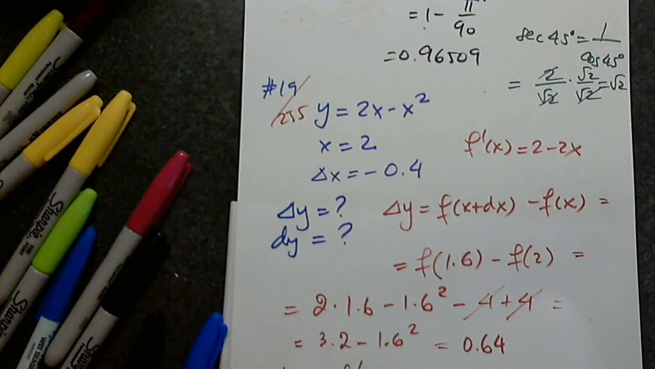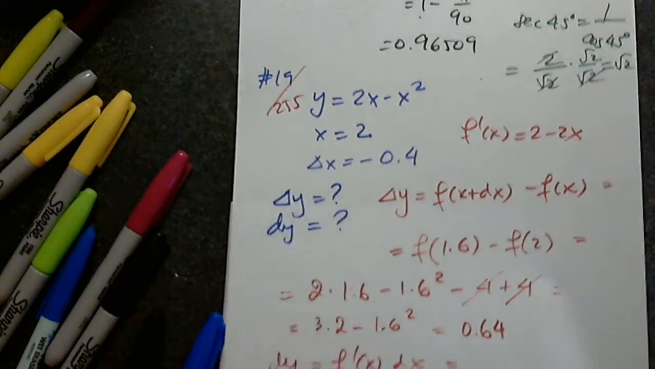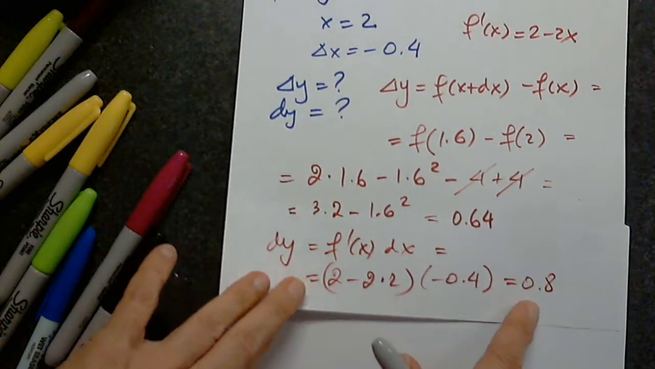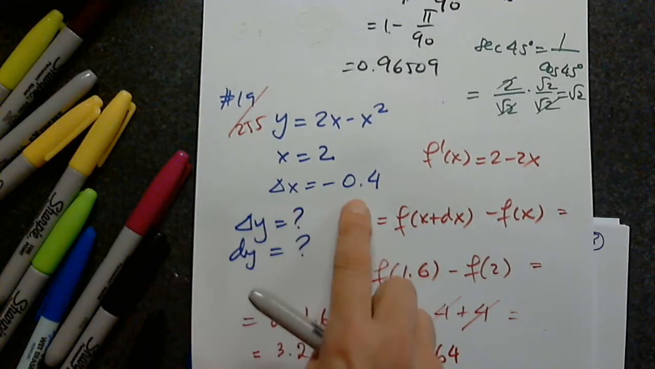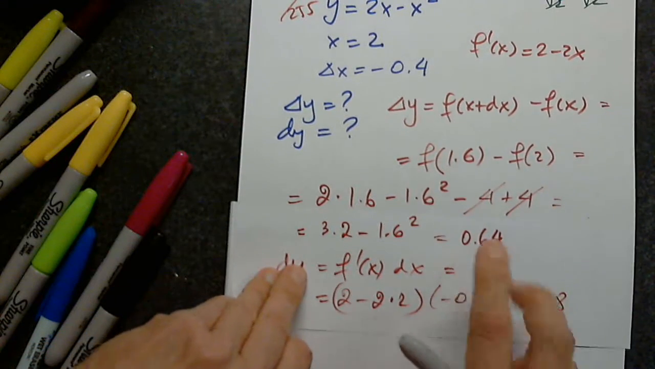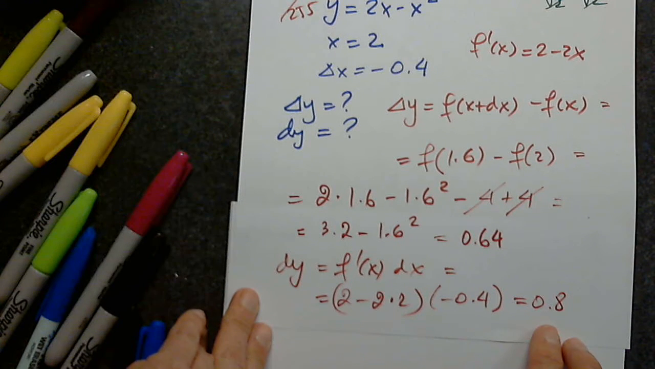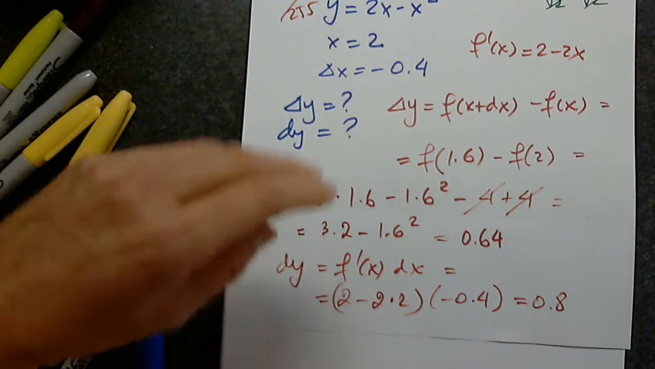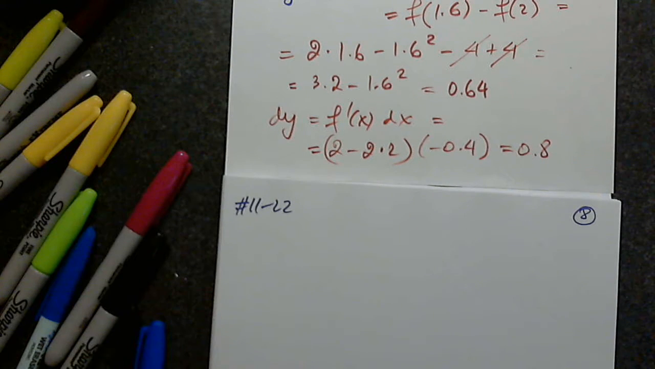Okay, and then there's supposed to be an approximate value. The 0.64 is supposed to approximate the 0.8. So 0.8 approximates 0.64. Okay. Because delta x was -0.4. This is the exact. Using the derivative, we are getting 0.8. So we are 0.16 away. Not as good an approximation as we had on the other functions.